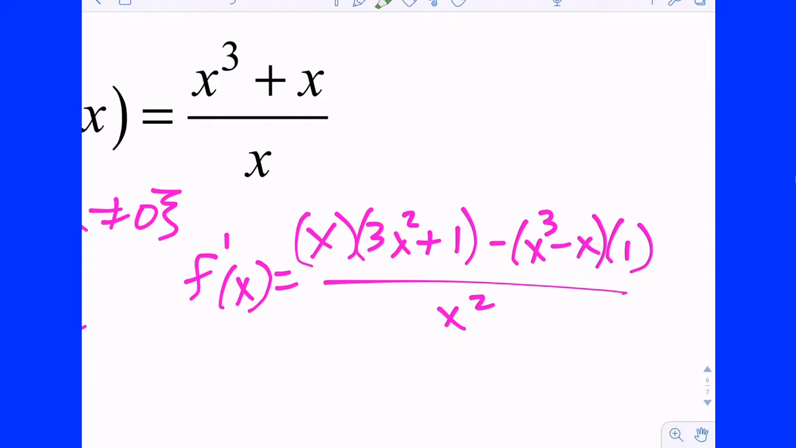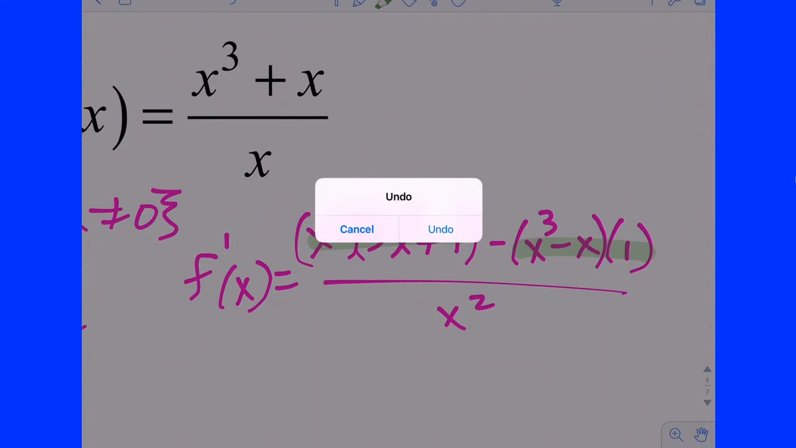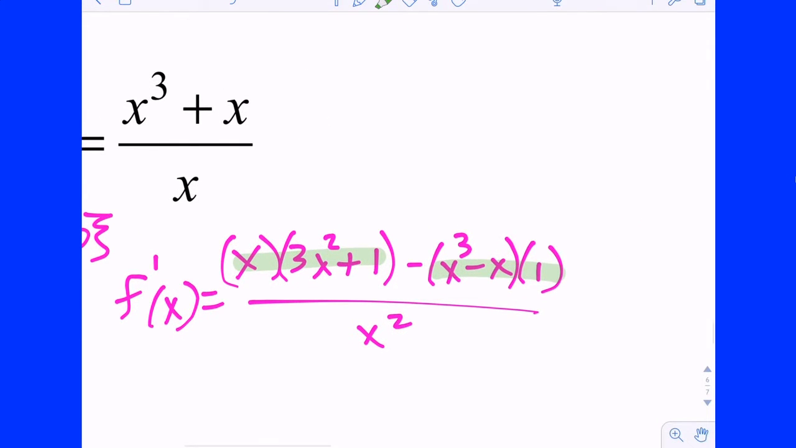As I told you in the warm-up, you first want to look for anything that's common in your two terms because it's partially factored, believe it or not. The two terms are partially factored.